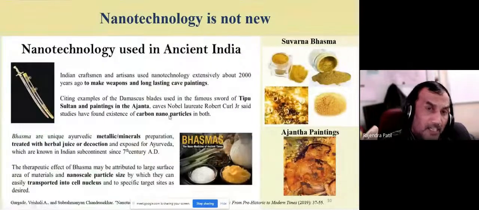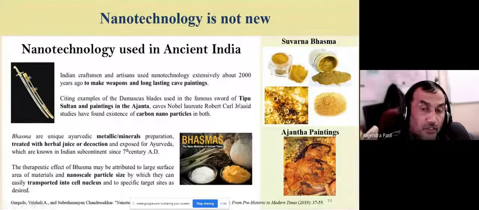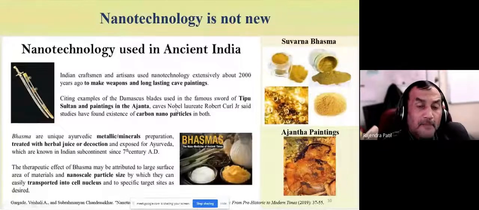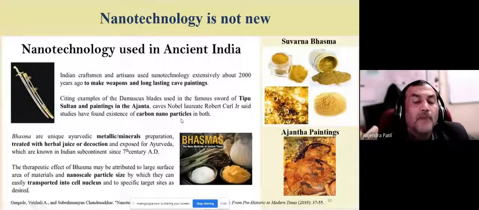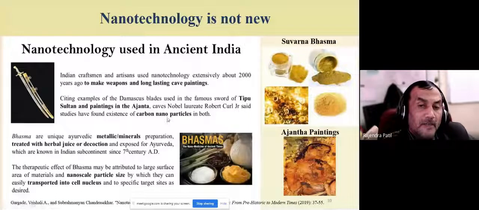In fact, in India too, nanotechnology was practiced in ancient ages. It has been documented that Tipu Sultan's sword and the Ajanta paintings had carbon nanoparticles, and these carbon nanoparticles impart hardness to the structures.